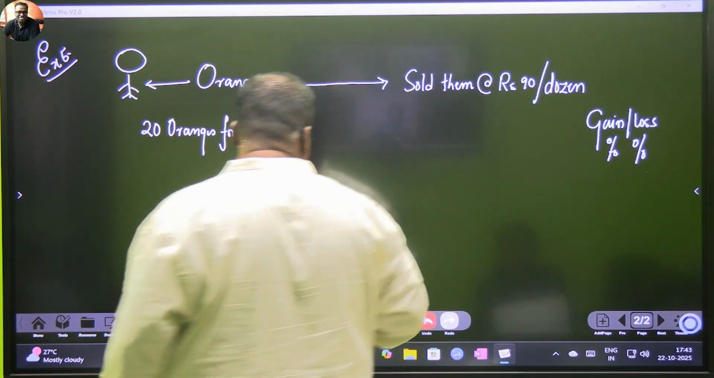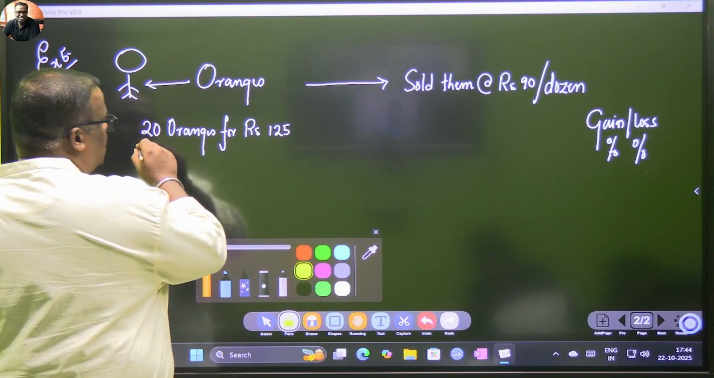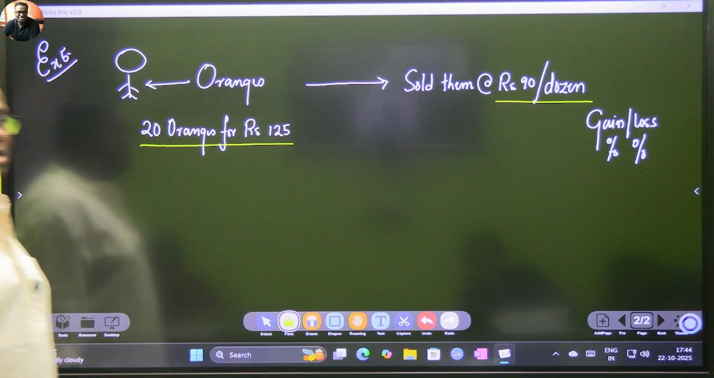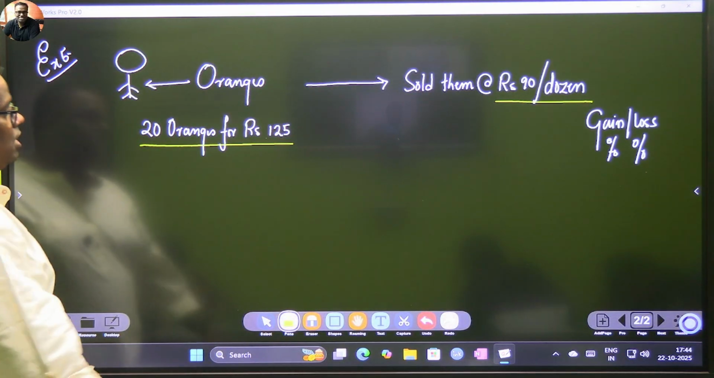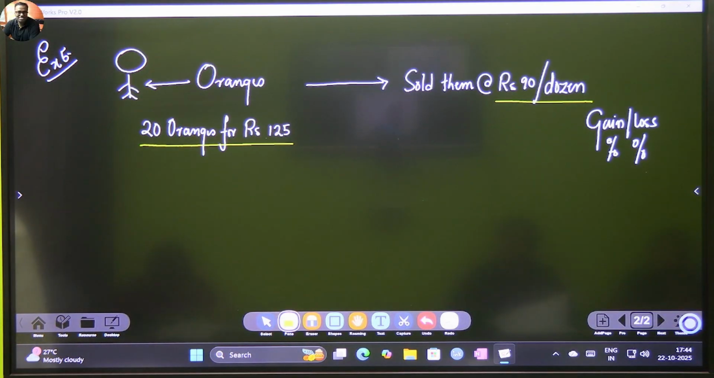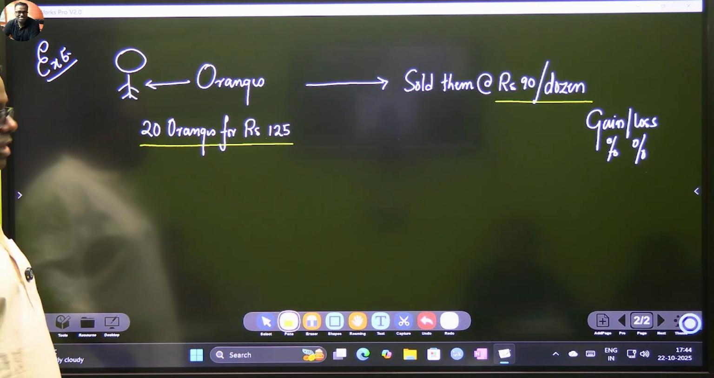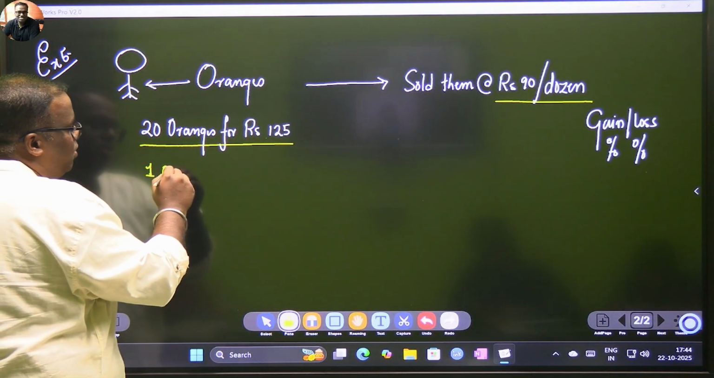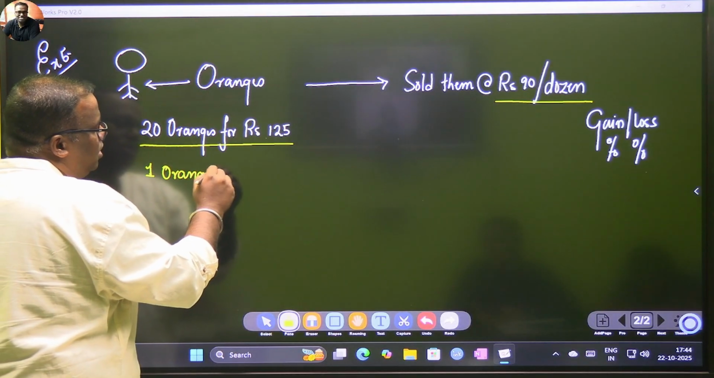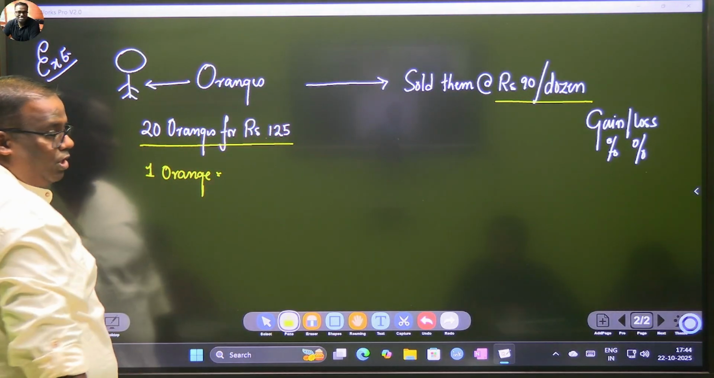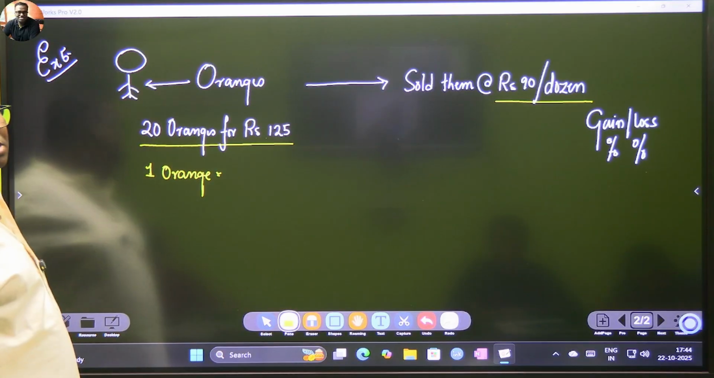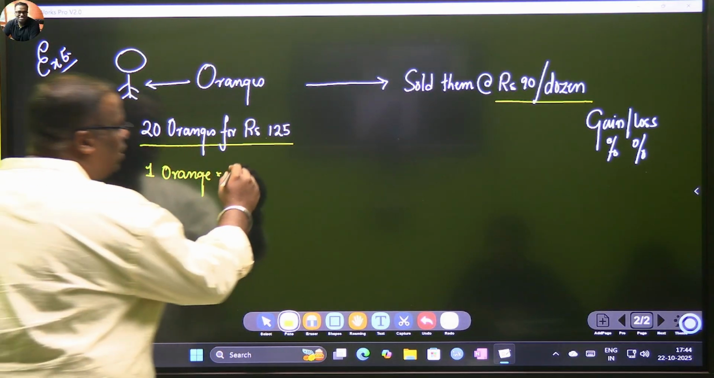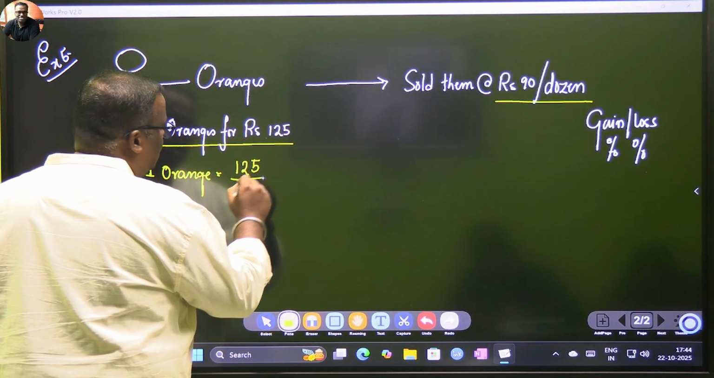So if you look at this problem, they're very stylish. The pricing is given in a different scale on both sides. The pricing is not uniform. So first you have to make a uniform pricing. What is the best uniform pricing that you can do? Look for one orange, how much he bought it at. So 20 oranges for 125. Therefore, one orange cost him how much? Unitary method. 5 pens cost me 40 rupees, 1 pen costs me 8 rupees. How did you find? 40 divided by 5. So 125 divided by 20.